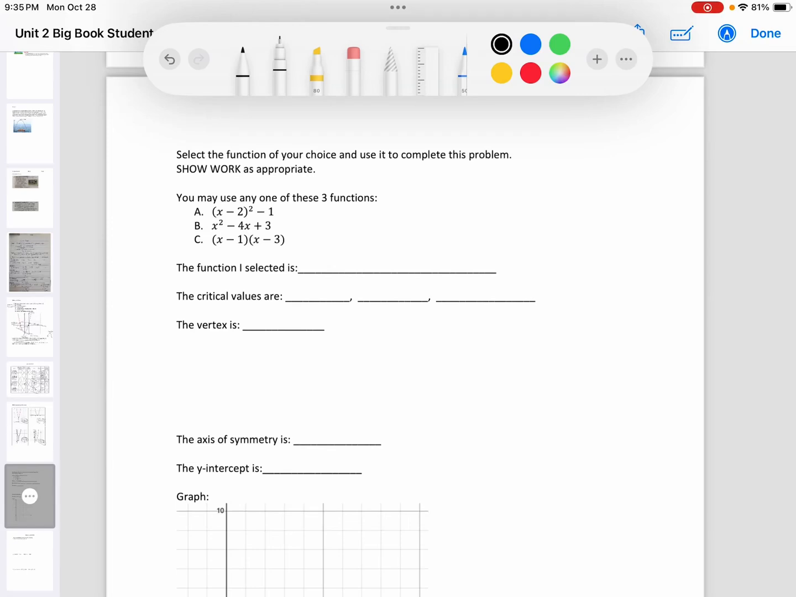Okay, so for this section, we need to choose one of these functions and then find their important values and the vertex, etc. From there, I'm going to take you through each of them, just starting with the first one. This one, (x - 2)² - 1, is in vertex form.